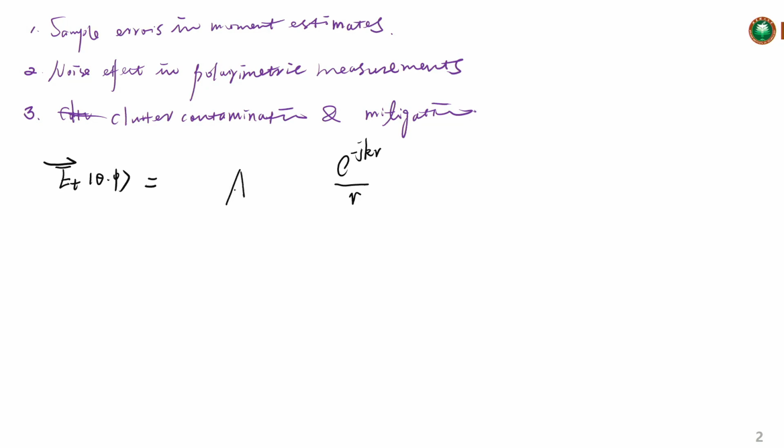We use capital A to represent its amplitude as a function of theta and phi, right? And also there is another term that corresponds to the direction of the electric field. We usually use this one to represent it. So this term is related to the polarization.